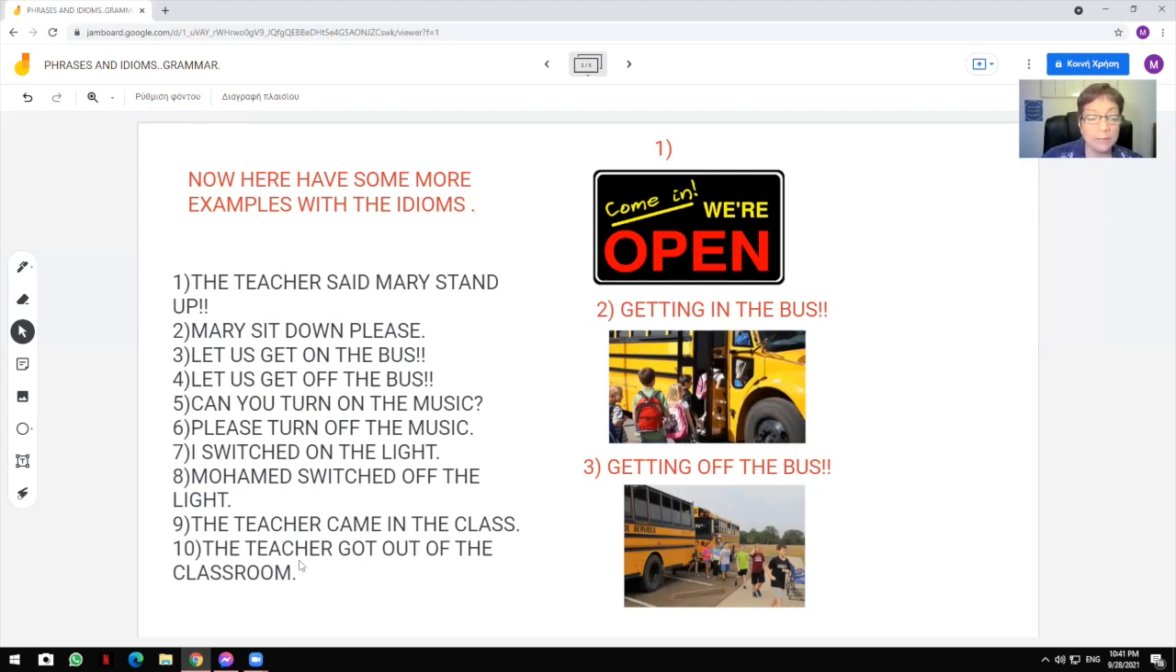Classroom or class, ناس الحاجة اللي هي الفصل في المدرسة. Okay? And here it says, come in, we are open. Number two is getting in the bus. And number three is getting off the bus. Okay? Let's go to the next.